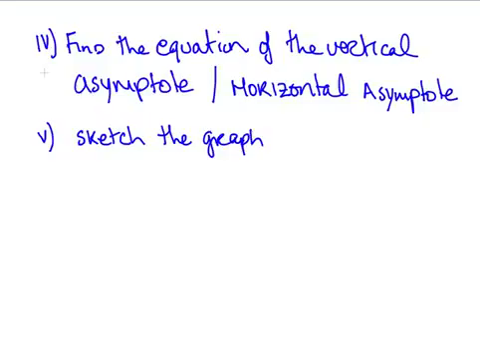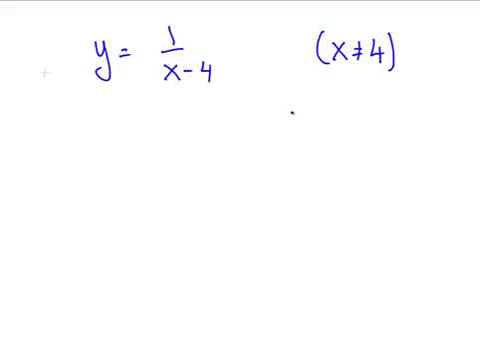So the first part is find the equation of the vertical asymptote. This is actually easy enough. It's x equal to 4. The reason for that is that the x can never equal 4, it's just a bit of a giveaway. Let's have a look at that. So we have y equals 1 over x minus 4, x not equal to 4. So the vertical asymptote is this line here.